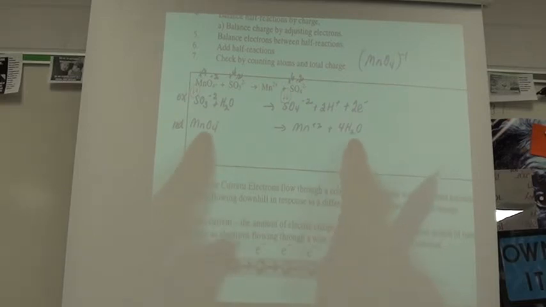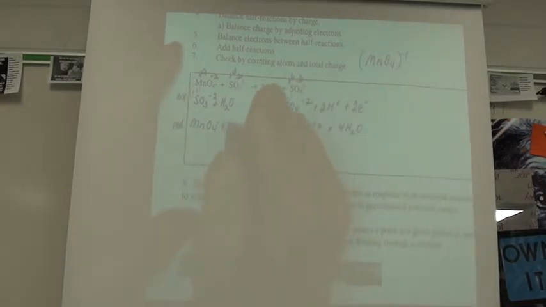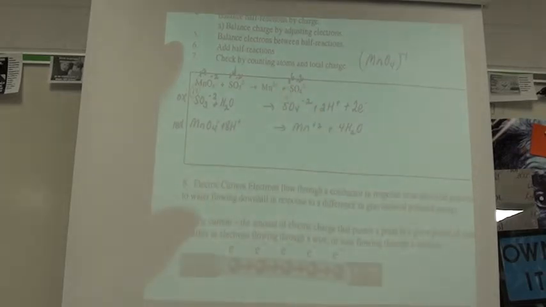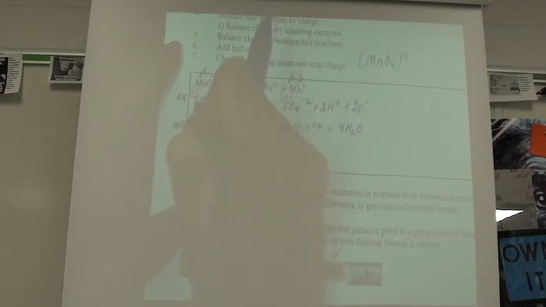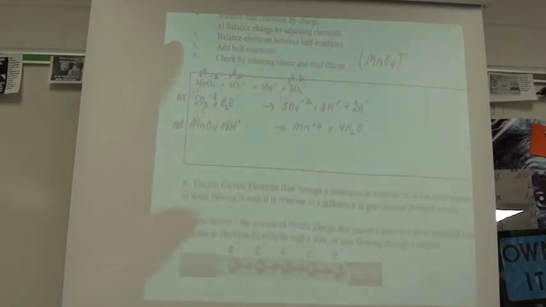So now I have 4 oxygens on each side. I'm going to have to add 8 protons on this side. And then I'm going to have to talk about what happens to the electrons. This side is 7, this side is 2. Therefore, I have to add some electrons. How many and to what side?